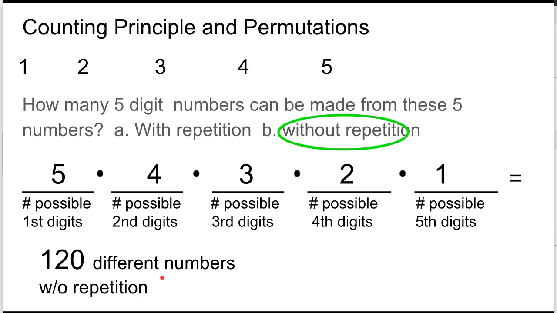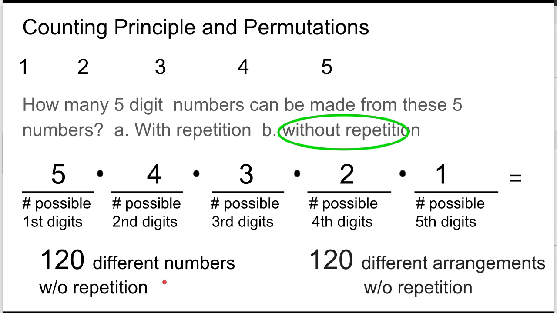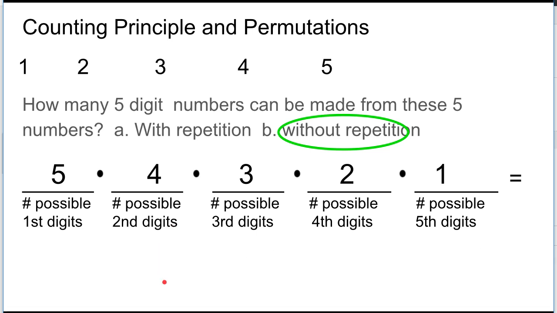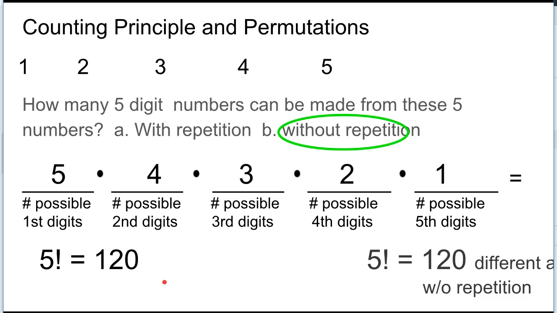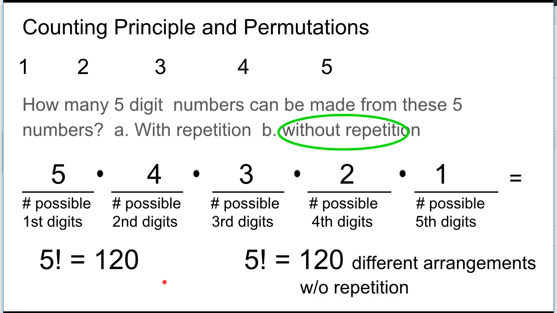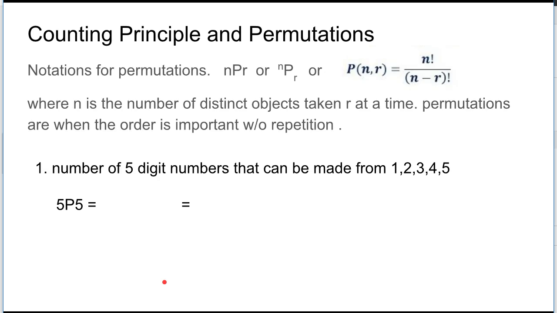But more importantly, it's going to be the same thing as 5 factorial. 5 factorial equals 120. So if I've got to arrange a number of objects, and I'm going to arrange all of them, it's going to be that number factorial. All right, so let's take a look at the counting principle. And again, we talked about this formula a minute ago, and let's see how this formula works with this.